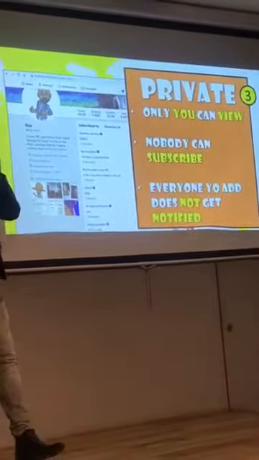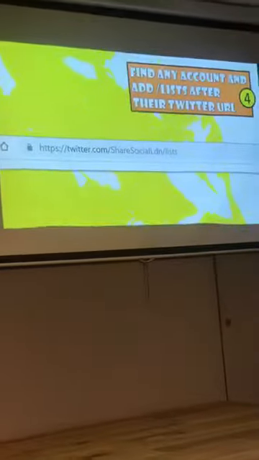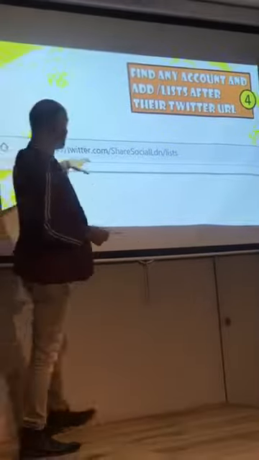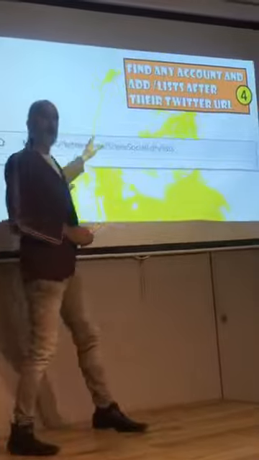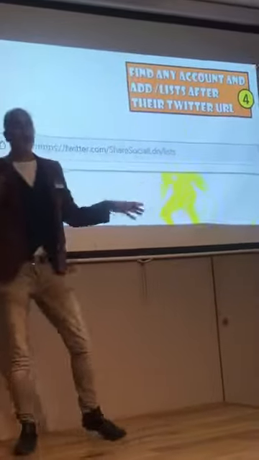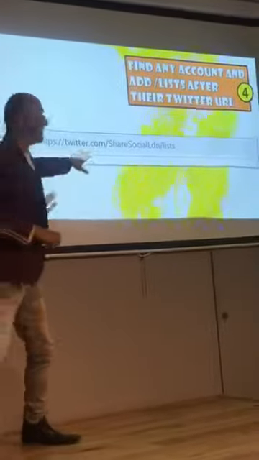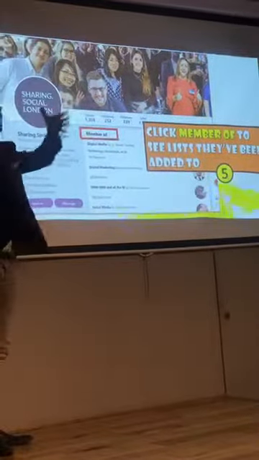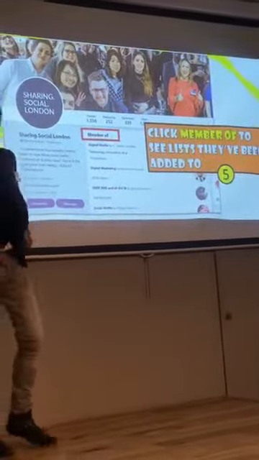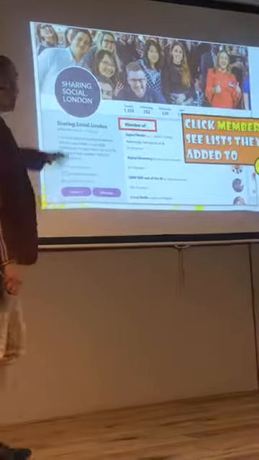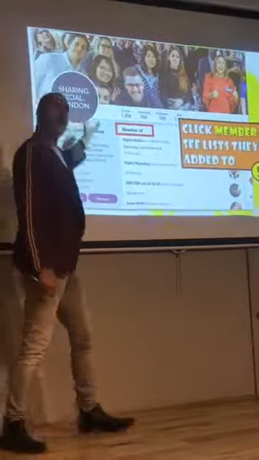How do you find a list though? So you go to anybody's Twitter account. Here we're going to go to Share Social London's Twitter account, and in the URL, just do a /lists. Sometimes there'll be a button on the profile page, not always. If you do this, you'll then find this. And so you guys haven't created your own lists, and that's normal, not many people have. But if you click on Member Of, you can see all the lists that your account has been added to.